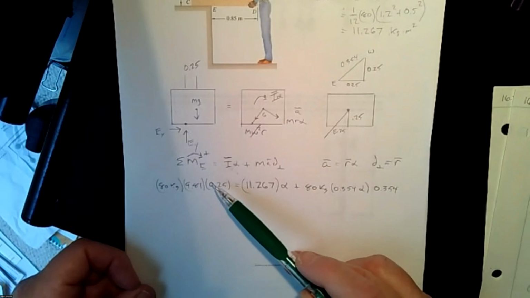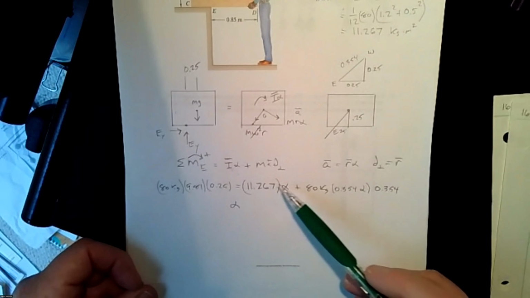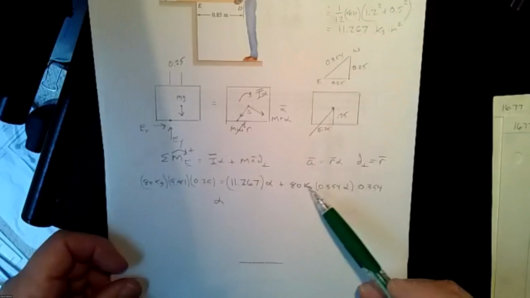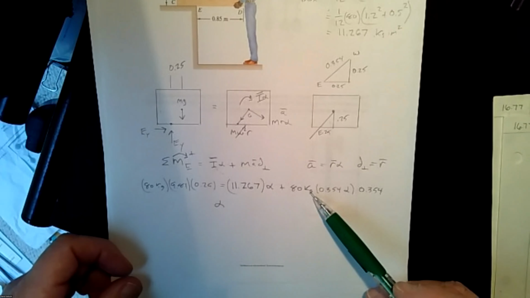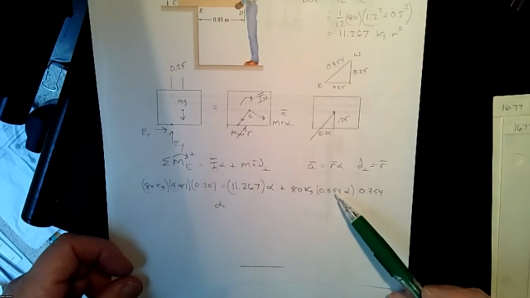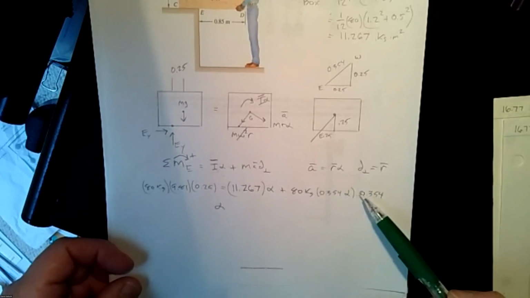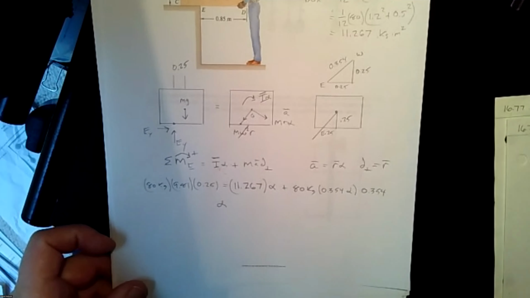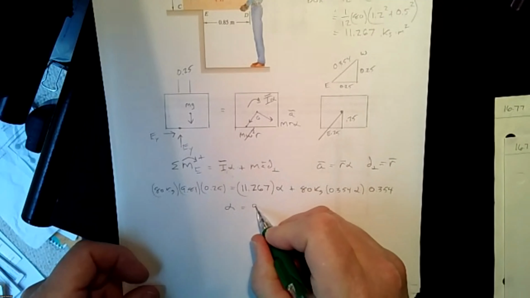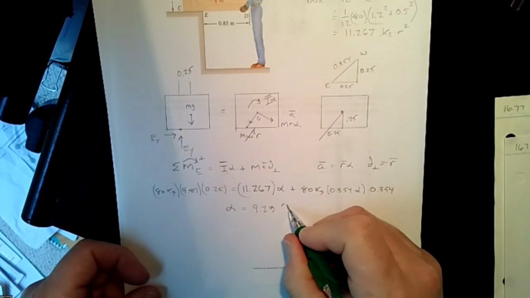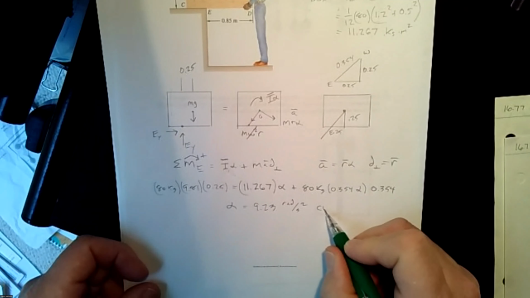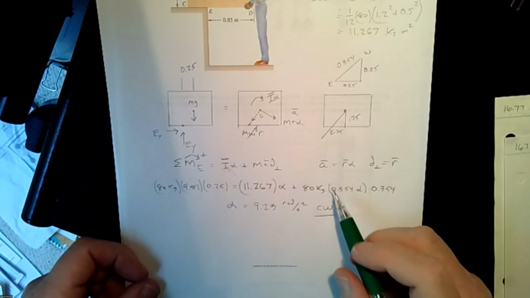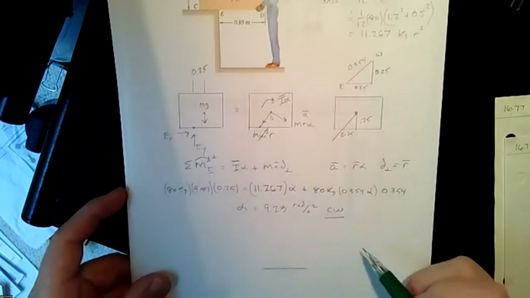So we have the sum of the moments about E, and then we have the moment of inertia times alpha, plus our additional moment created by the acceleration of the center of mass. So that's 80 times 0.354 alpha, that diagonal distance, times 0.354. So we calculate alpha, which gives us 9.23 radians per second squared. And that's clockwise, given my convention. Makes sense, it's going clockwise, not counterclockwise.